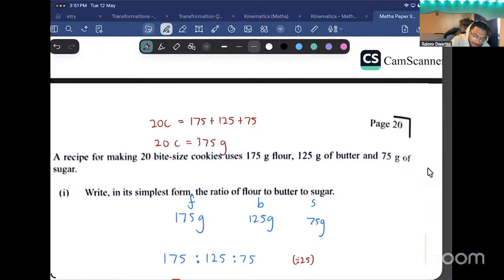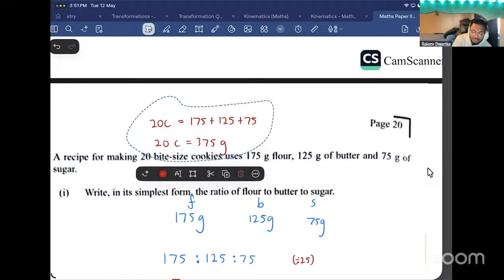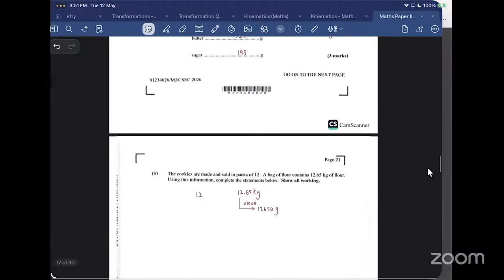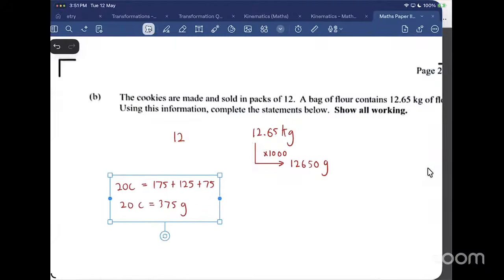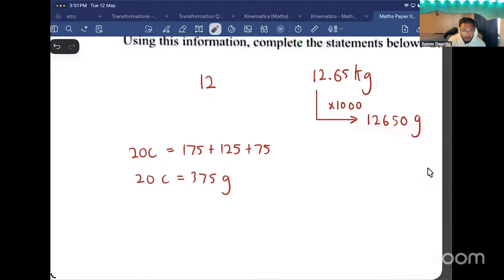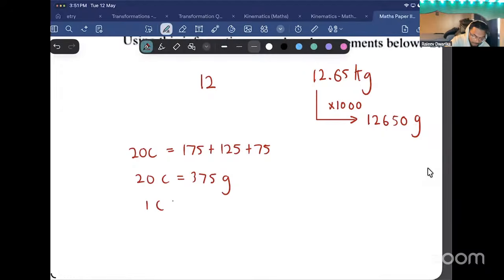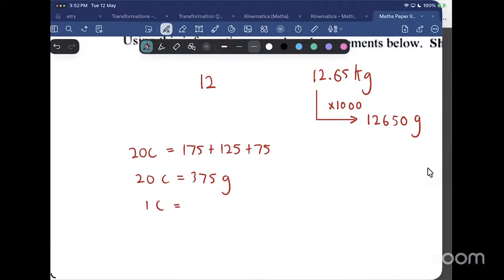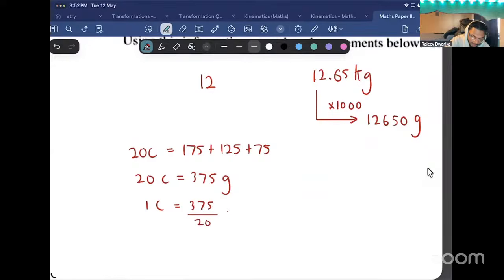Right. So to make 20 cookies, you need 375 grams. Does that make sense, guys? We should always find for one. If I could find for one cookie, I could just divide to figure out the amount of cookies. So let's find for one cookie. We need to divide both sides by 20. So that'll be 375 all over 20 grams.